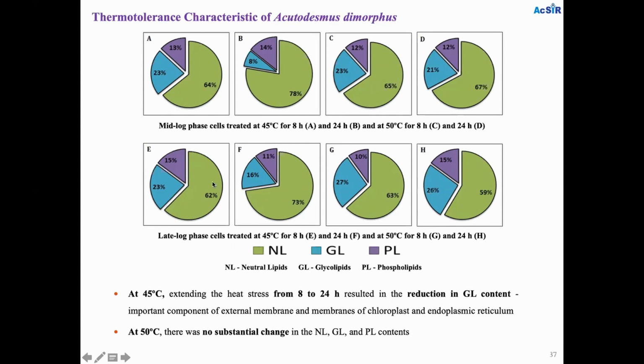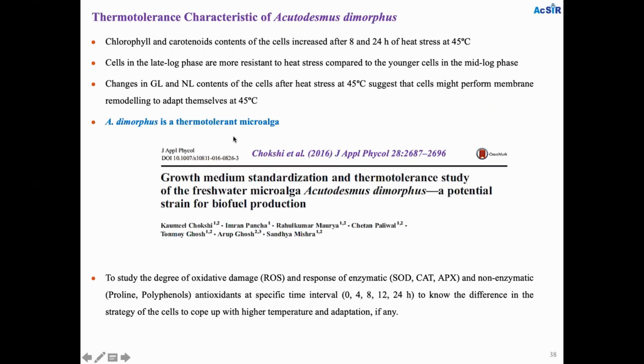Similarly, for late log phase cells, the neutral lipid content after 8 hours was 62%, which increased to 73% after 24 hours. And at 50 degrees centigrade, rather, it decreased. So this suggests that cells can remodel their membrane lipids, and this is one of the strategies for the survival of the cell. These findings led us to propose that Ectodesmus dimorphos is a thermotolerant microalga, and these findings were published in the Journal of Applied Phycology.